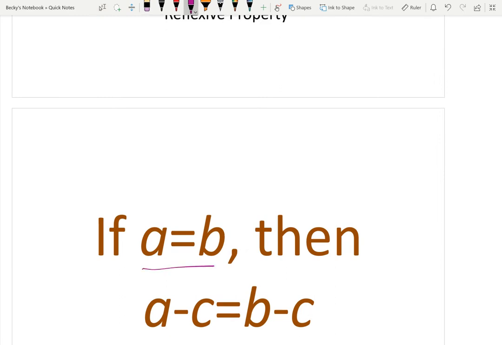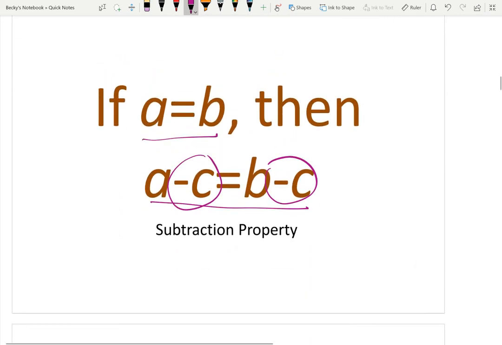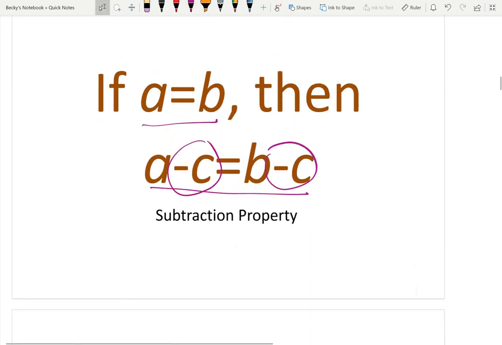All right, so we're starting here and we're going to here. So what's different? Well, these are here now. So how did those get there? Well, you subtracted it on the left and you subtracted it on the right. So that is the subtraction property.